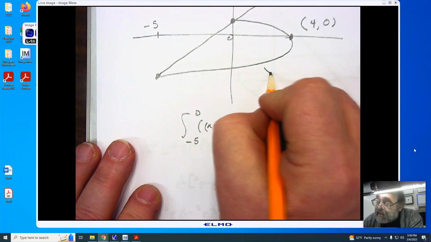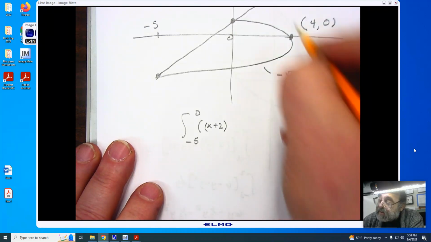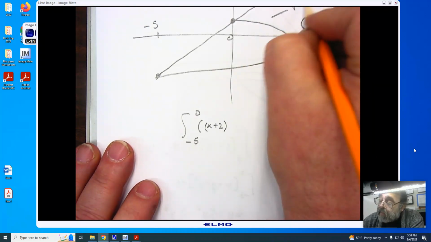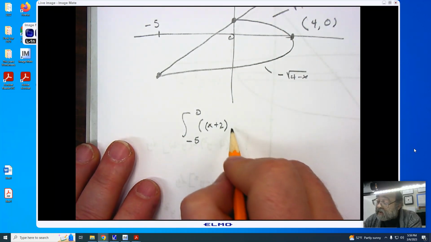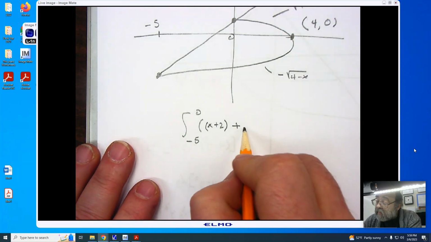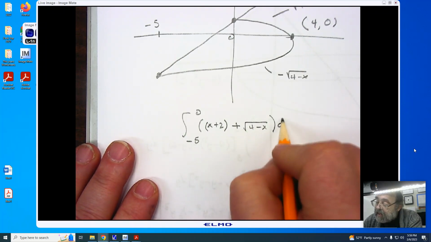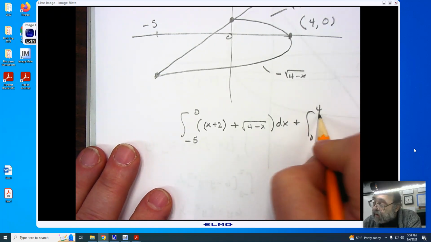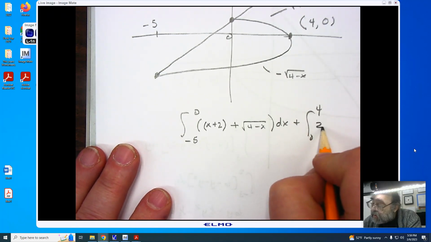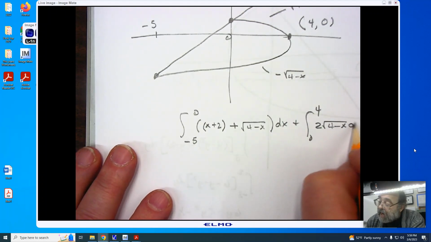The problem is this one is a negative square root of 4 minus x. This is the positive square root of 4 minus x. And we have to figure that out ahead of time. So this is giving us plus square root 4 minus x dx, and we're adding to it 0 up to 4, and we now have 2 of these square root 4 minus x's dx.